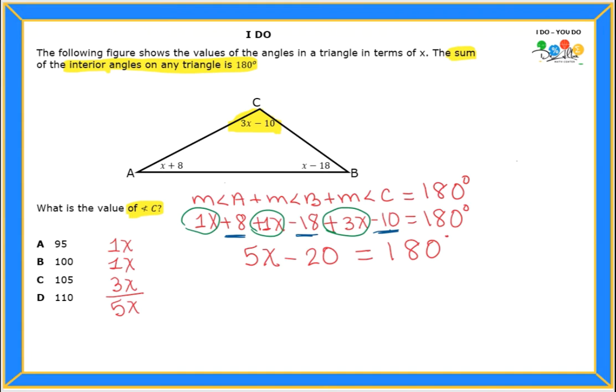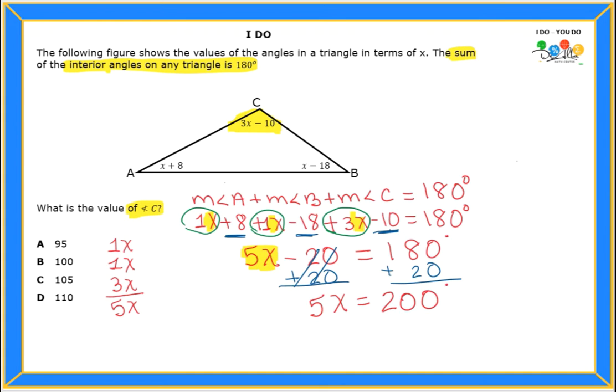Well, now I see that before I had too many x's. Now I only have this term for the x's, right? Which is good. So I need to get rid of it, or I need to eliminate my minus 20. And the way that I eliminate a minus 20 is by adding 20 on both sides. Okay, so my 20s are going to cancel because a negative and a positive cancel each other, and I'm going to end up with 5x equals 180 plus 20, which gives me 200.